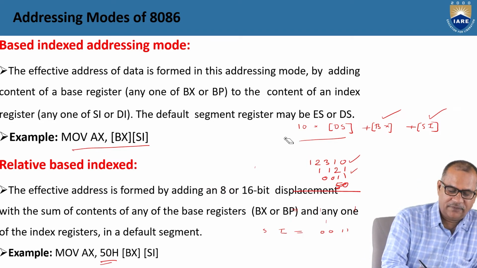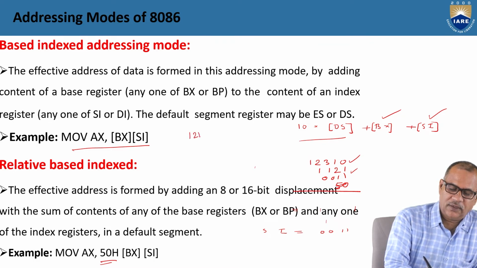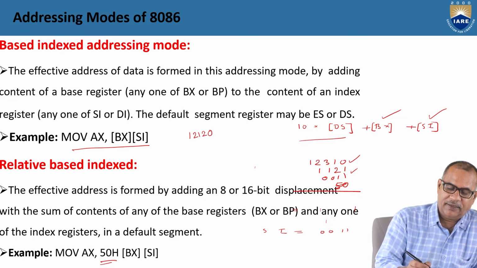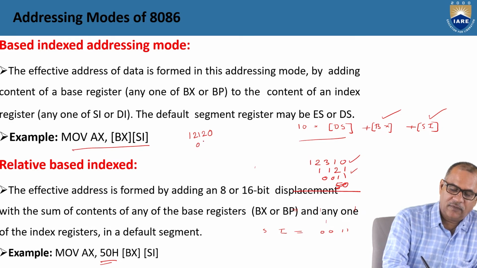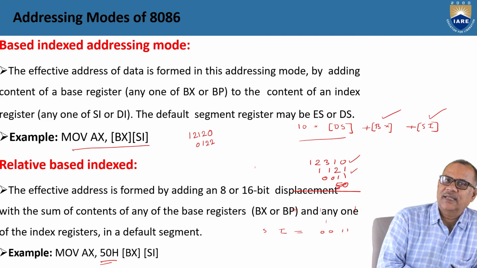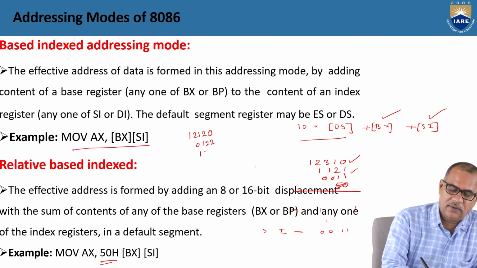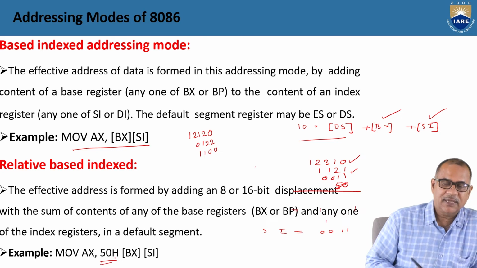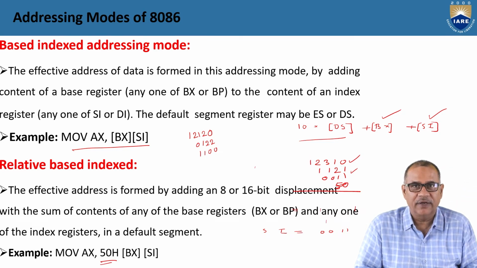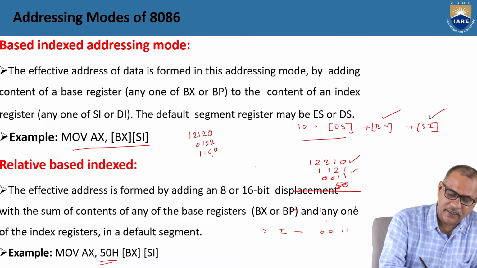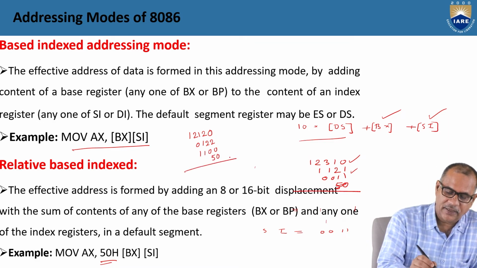Suppose the contents of the data segment is 1212. So 10 is added to that automatically, and let us say the contents of BX is 0122, and the contents of SI is 1100, and because I have put 50H, that is a relative displacement. So you have to put that relative displacement also. Then you calculate the effective address.